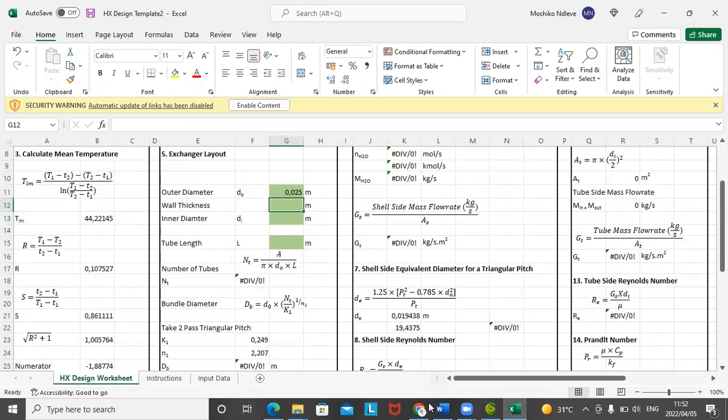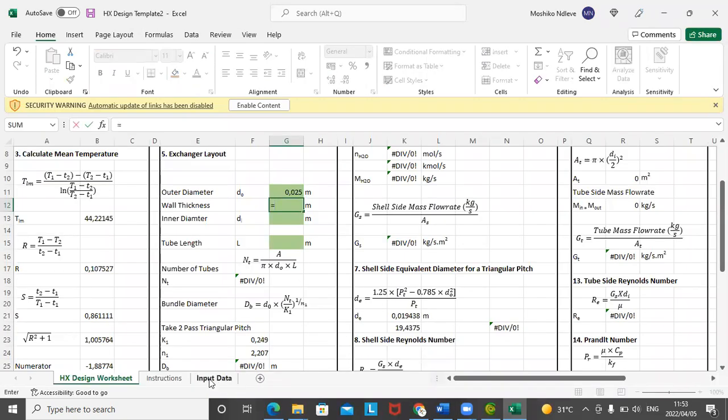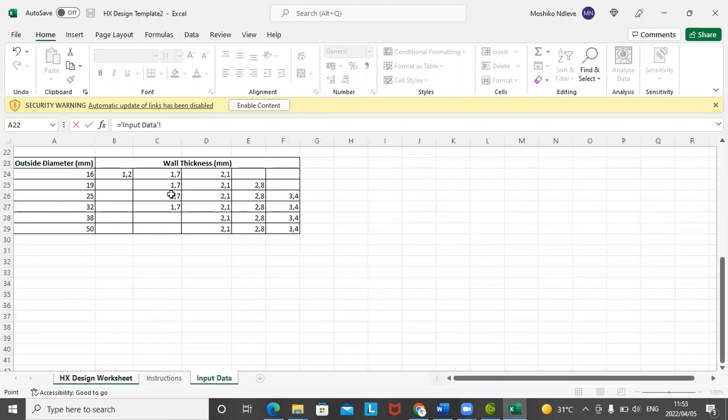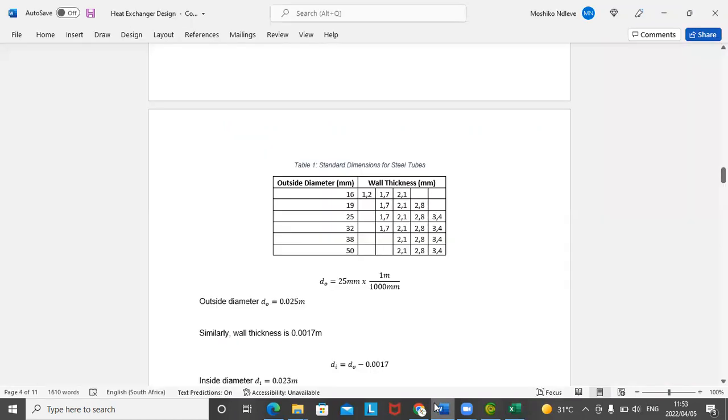And then if you go back to the very same table, it will tell you that if you are using 25, then your wall thickness is what? Is 1.7, right? So if your wall thickness is 1.7 mil, then what you need to do is, again, go to your wall thickness, go back to our table, and divide that by 1,000. It's important that you don't forget your unit conversions. Therefore, your inner diameter will be your outer diameter, subtract your wall thickness, and now you have your inner diameter.